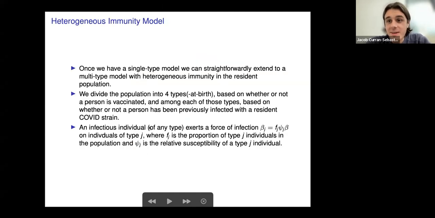But then I'll come on to the main topic of my work, and this is really the big thing that we can do. The one thing that the Scalia-Tomba paper or the single type model doesn't consider at all is heterogeneity, and in particular heterogeneous immunity. So it completely ignores the fact that some people may have previously been infected and have some immunity, and it also ignores the fact that we've had a vaccination program. So these two things make an enormous difference.